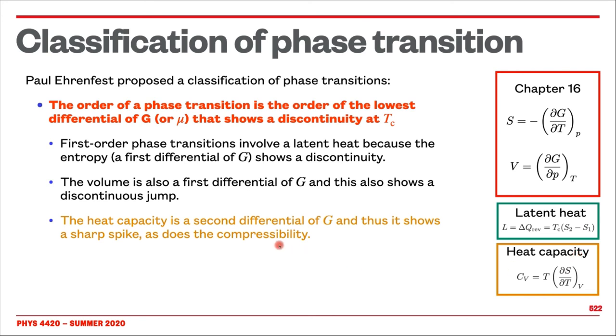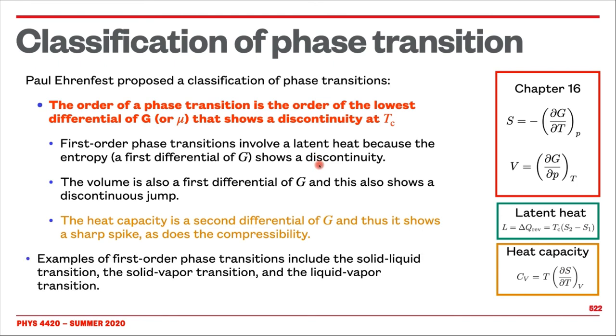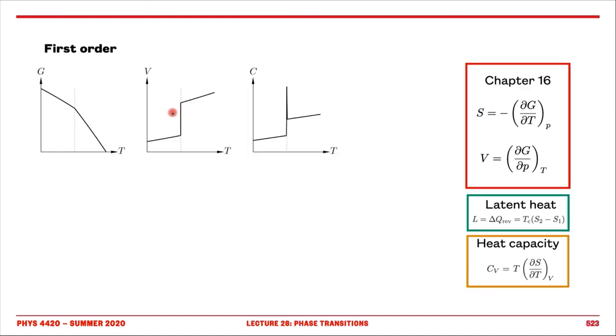Another second order differential is the compressibility, since it's a derivative of the volume with respect to temperature. So that's everything that we've done so far. Really, they were all first order phase transitions in everything we've done in this screencast. So we typically plot this way. The Gibbs function itself is continuous, but the derivative is not, right?